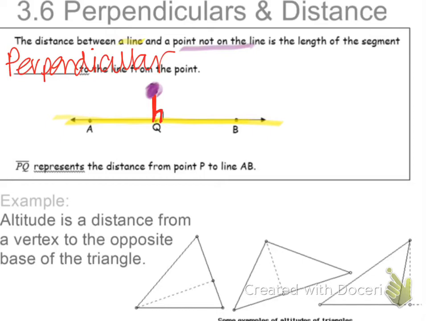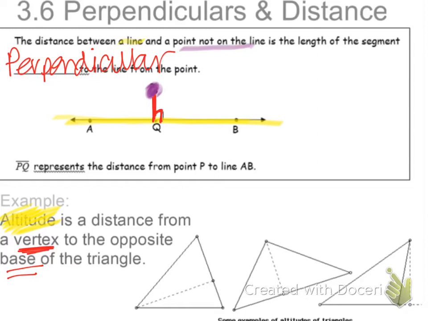Okay, so down at the bottom it says, this is a word that we're going to see a lot more later on. We're just introducing it today, but this word is altitude. So altitude is a distance from a vertex, so vertex is like a corner, to the opposite base of the triangle. So an altitude is a line that we're going to draw in from a vertex to the opposite base.